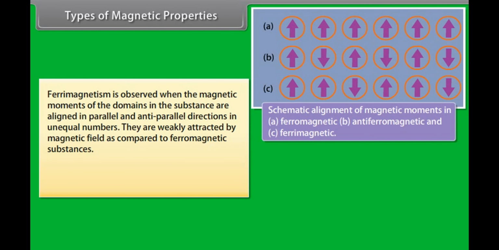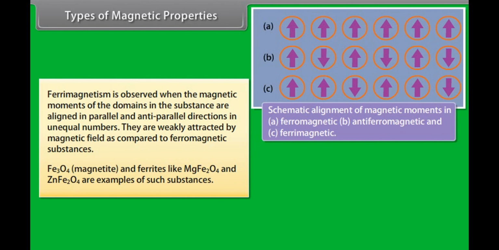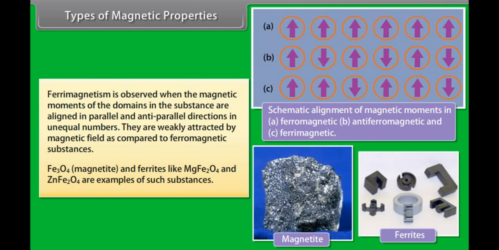Ferrimagnetism. Ferrimagnetism is observed when the magnetic moments of the domains in the substance are aligned in parallel and anti-parallel directions in unequal numbers. They are weakly attracted by magnetic field as compared to ferromagnetic substances. Fe3O4, magnetite, and ferrites like MgFe2O4 and ZnFe2O4 are examples of such substances.